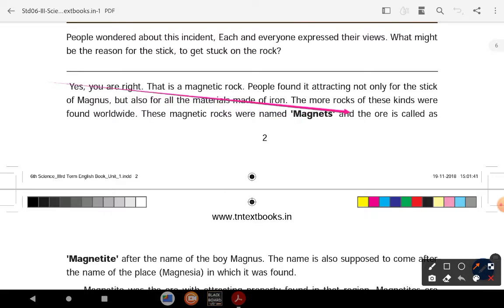More rocks of these kinds were found worldwide. All over the world, such type of rocks are found. And these magnetic rocks were named.